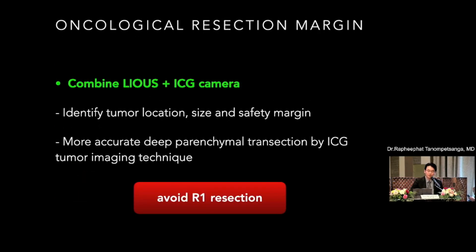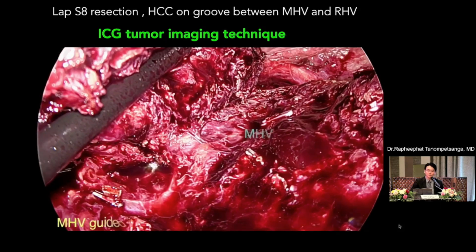The last one is the oncological resection margin. In my hospital, I usually perform combined laparoscopic ultrasound with the ICG camera, and I use the ICG tumor imaging technique. Now I don't use the negative stain because it will interfere with tumor identification. It's very useful when the tumor sits in a deep area, to avoid incomplete resection. So I will show the video.